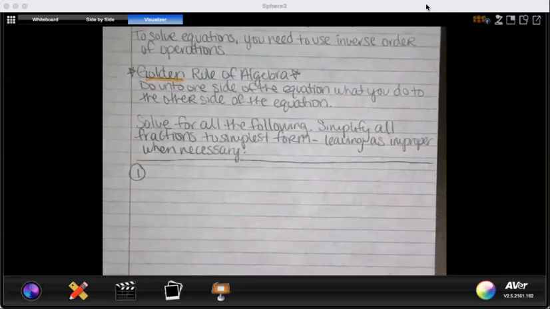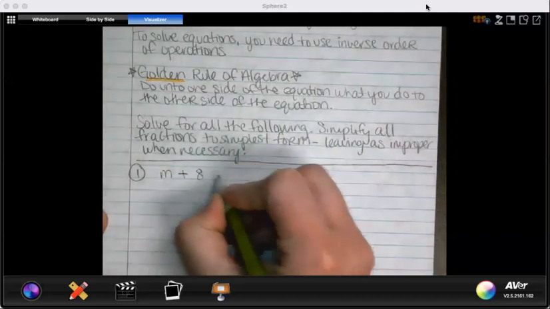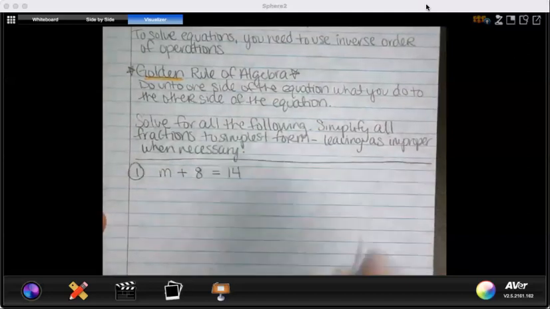Okay, let's try our first problem. M plus 8 equals 14. Now, in order to solve for M, or to isolate M, we want to get rid of the plus 8. And so in order to do something to one side and do it to the other, we need to use those inverse skills to do so.